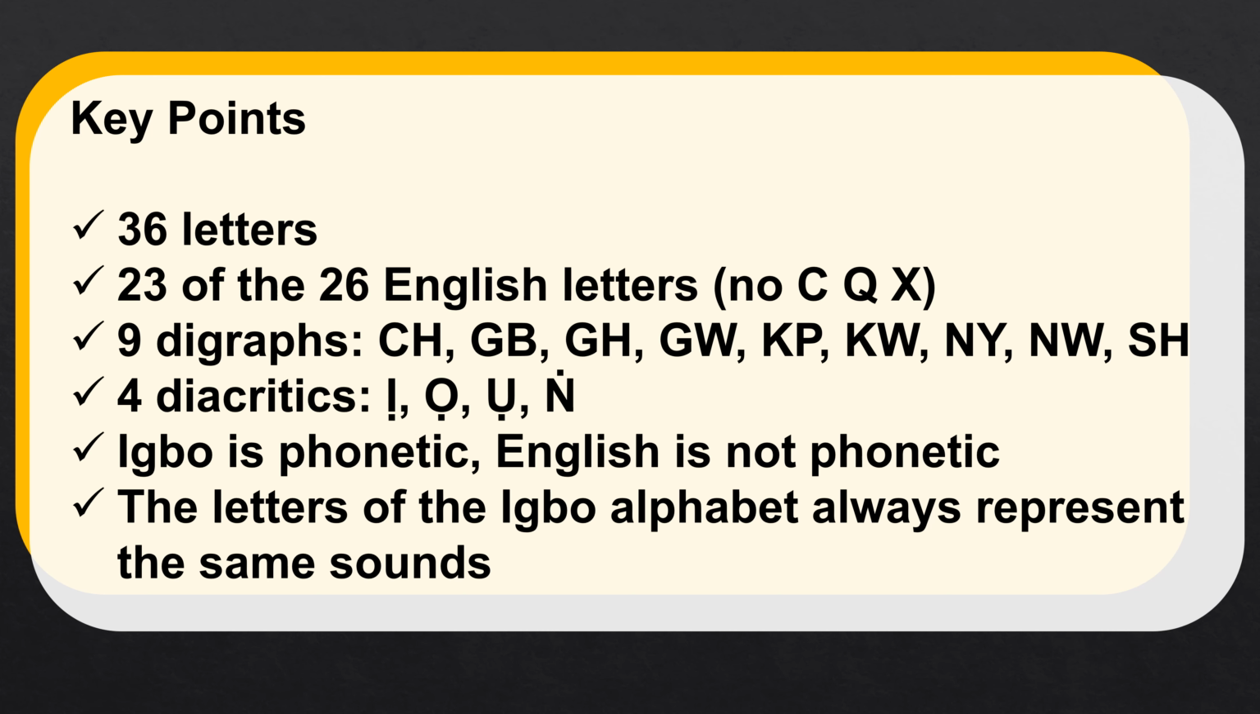Finally, Igbo is phonetic. English is not phonetic. What that means is the letters of the Igbo alphabet always represent the same sounds, so they don't change, and there are no silent letters in Igbo spelling or in the Igbo alphabet. The sounds are consistent in written form and in pronunciation.